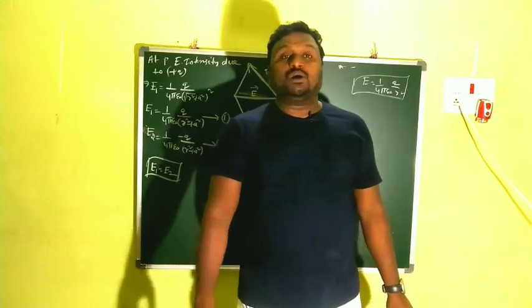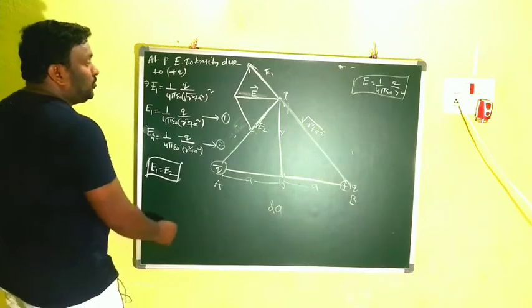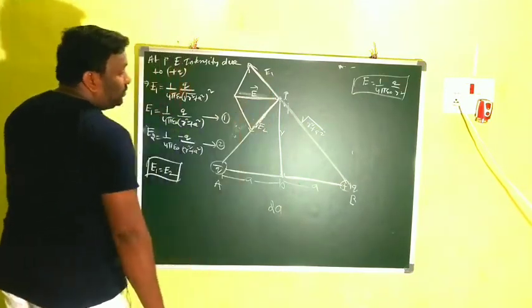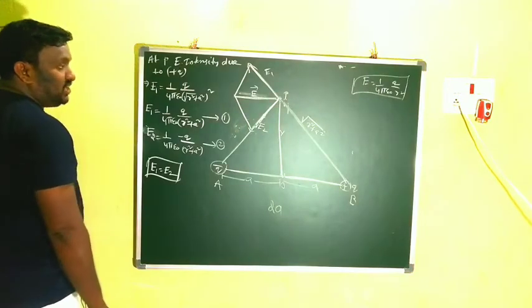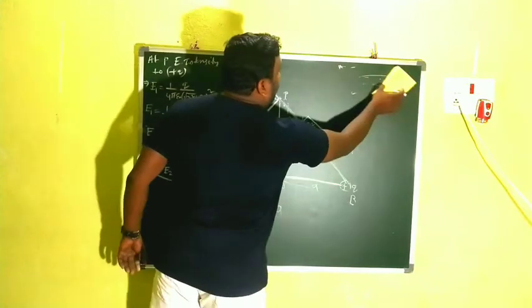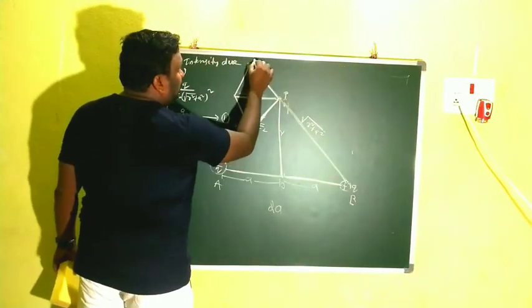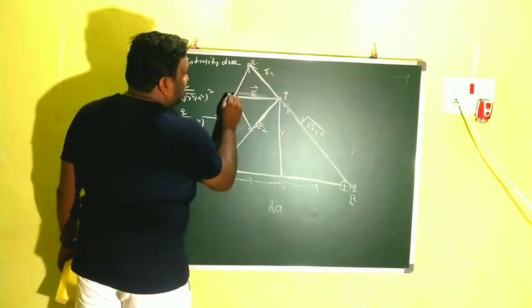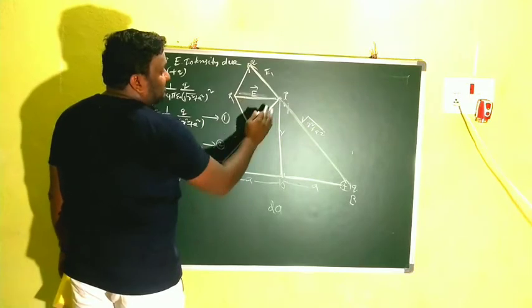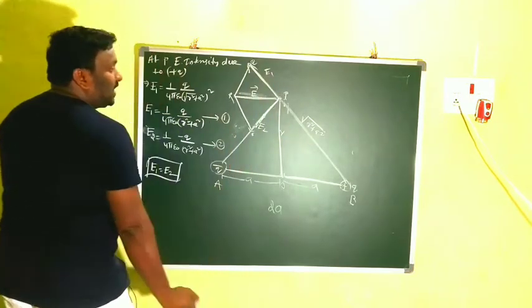Clear? So now in this case I am going to explain. We want to find out the E. What is E? Resultant of E1 and E2. Clear? So in this case we are giving one comparison now. For example, this is P. I am taking this is Q, and this is R, and this is S. P, Q, R, S is a parallelogram.